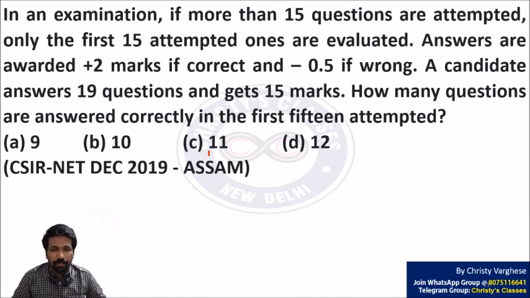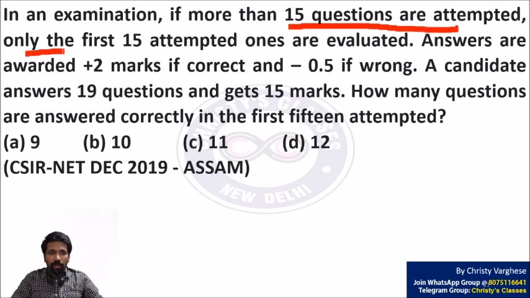So all of you try this question. Here you can use the direct method or the elimination method, both are okay. I will start with the direct method itself. First of all, I will make you understand the meaning of the question. The meaning of the question is exactly what CSIR is telling about the part A section, that is the general aptitude section. In the CSIR-NET part A section also, if more than 15 questions are attempted, only the first 15 attempted ones will be evaluated.